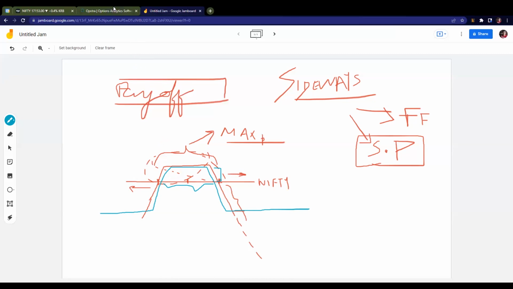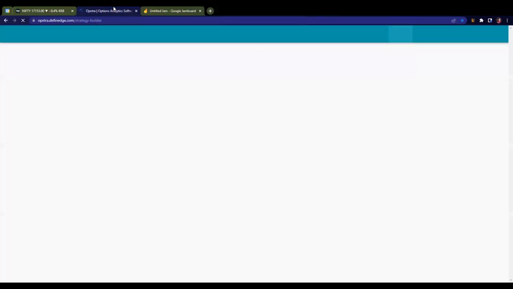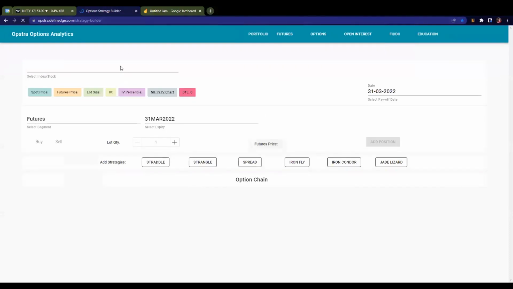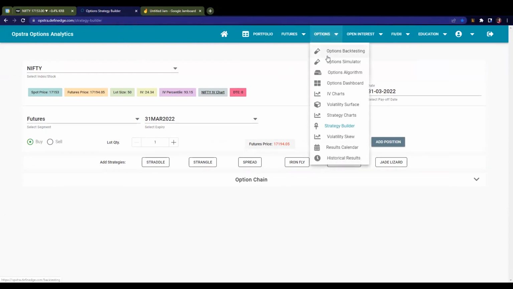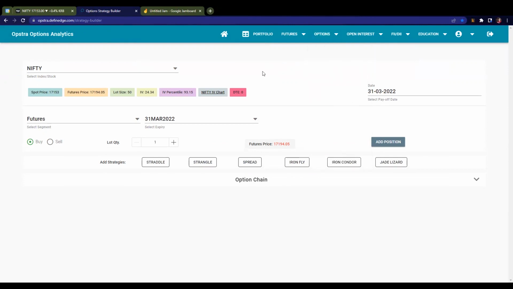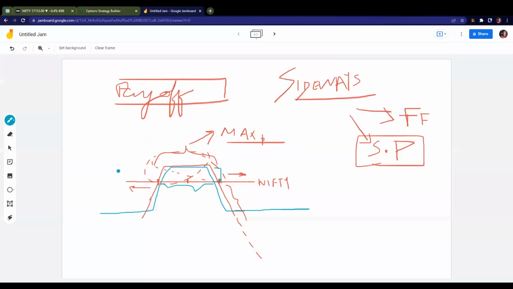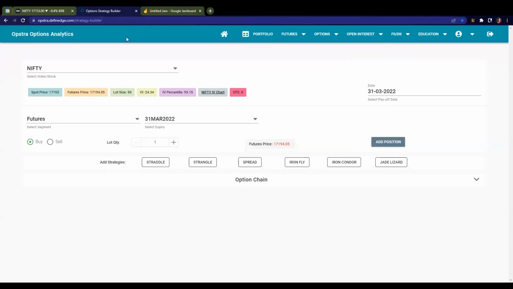Now let's quickly jump to this website. Those of you who don't know, you should bookmark this website called Opstra. Just write Opstra and go to the strategy builder section. You can click here and go to the strategy builder section. Here we'll try to make or imitate the strategy which we are talking about right now, that is Strangle or the Iron Condor.